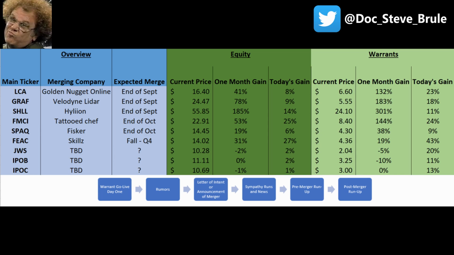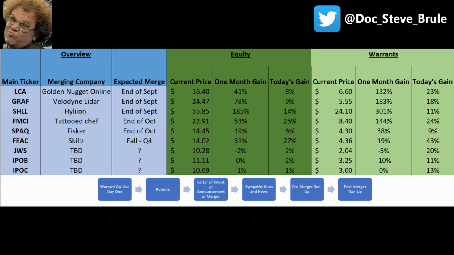There's so much detail we could get into around that workflow and when you can make money. There are a lot of dull periods between each phase. We don't have time to get into that today, so let's just take a look at some of my favorite SPACs. LCA is an online casino out of New Jersey, the Golden Nugget, really great revenues, growing quickly during COVID.